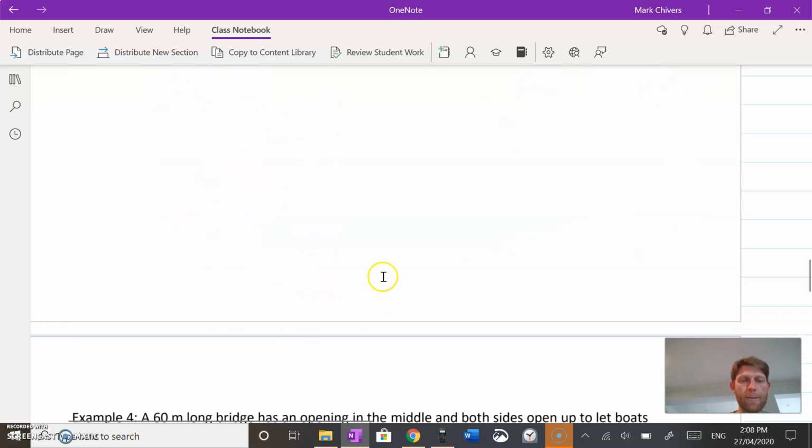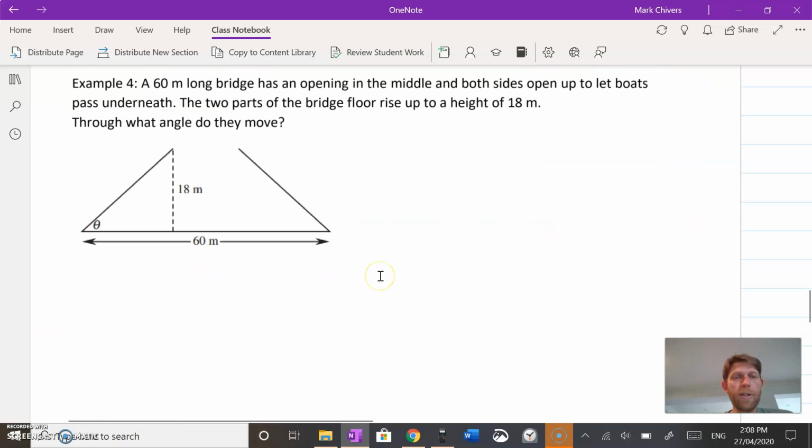Okay. The next example, we've got a 60 metre long bridge that has an opening in the middle and both sides open up to let boats pass underneath. The two parts of the bridge rise up to a height of 18 metres. Through what angle do they move? So we want to know what this angle here is. So we can just forget about this side of the bridge and just think about this one side because they're going to move at the same rate.